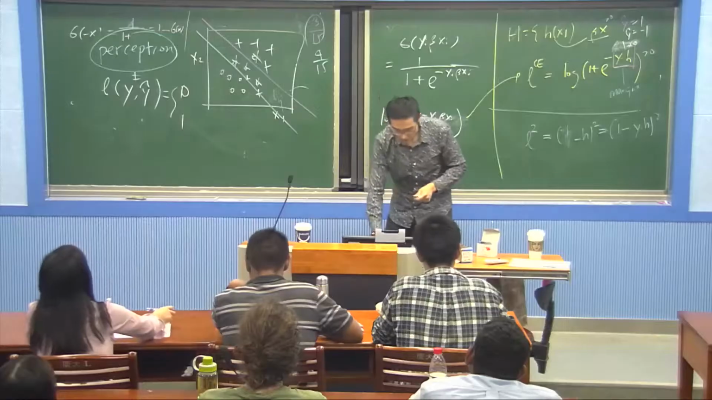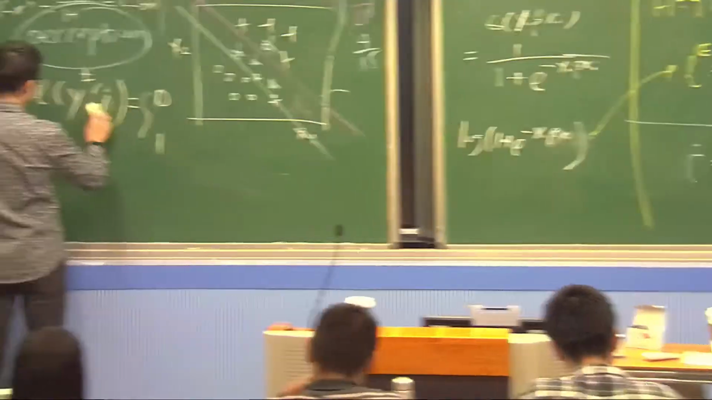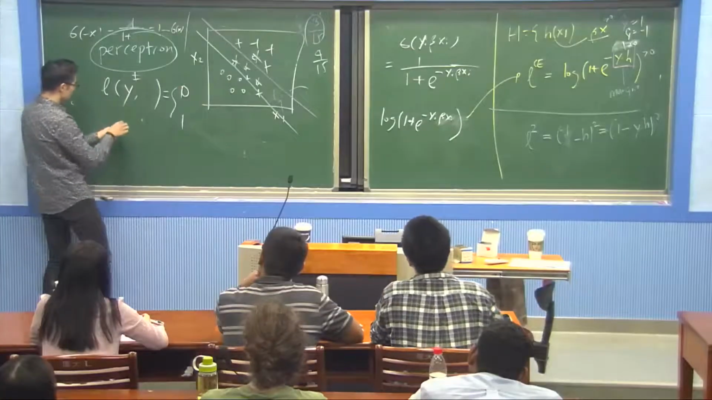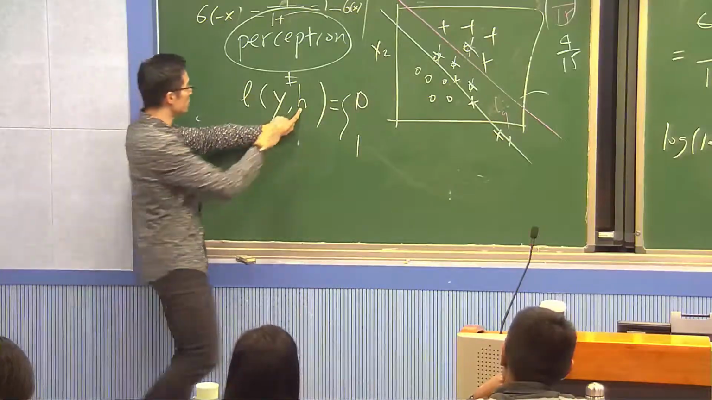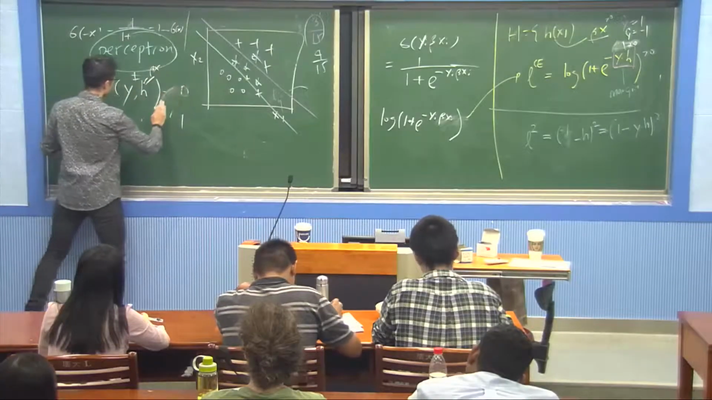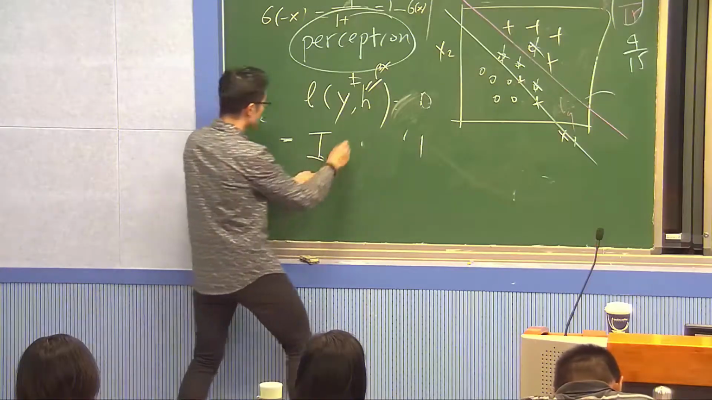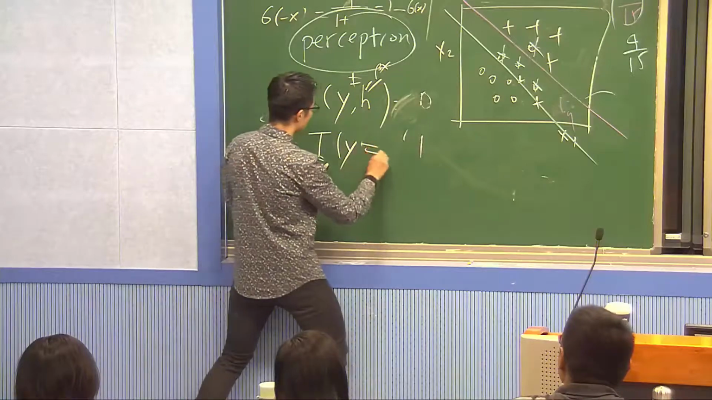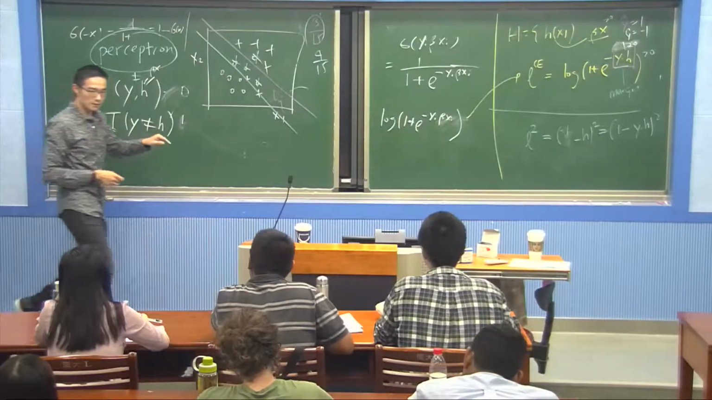Before we talk about what it looks like, let me replace this y with h, because h is our model. You can think about h as beta x. So the 0-1 loss function, I can write it as the indicator of whether y is not equal to h. I can write it this way.